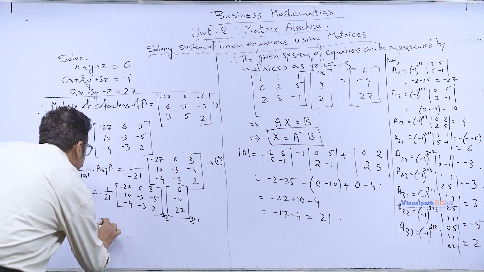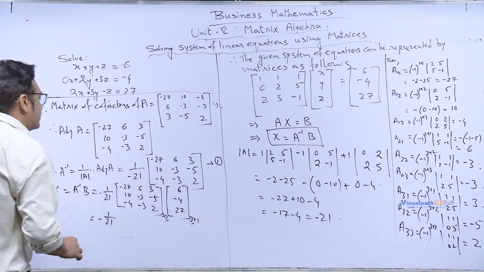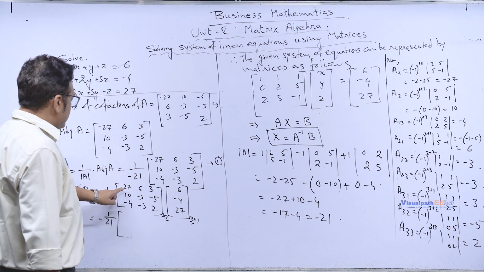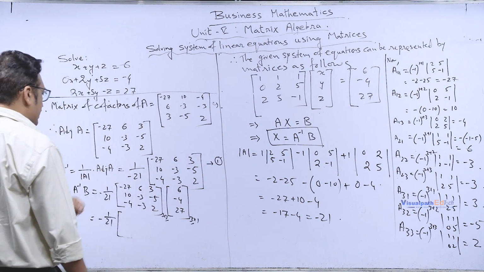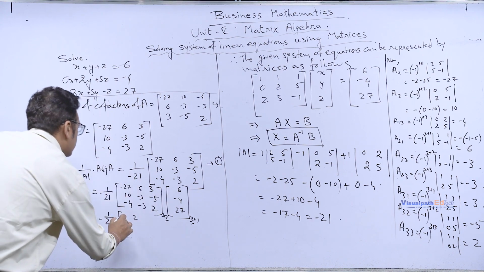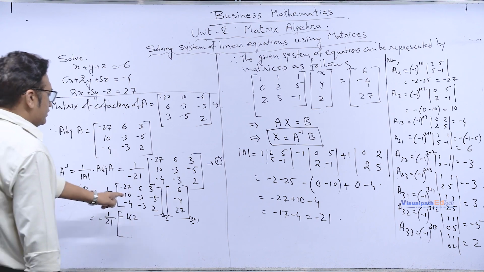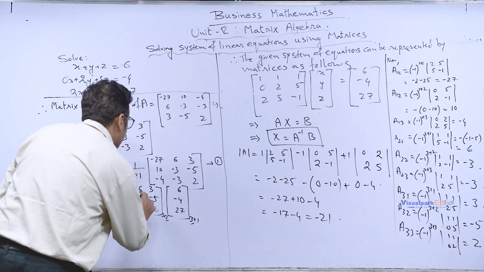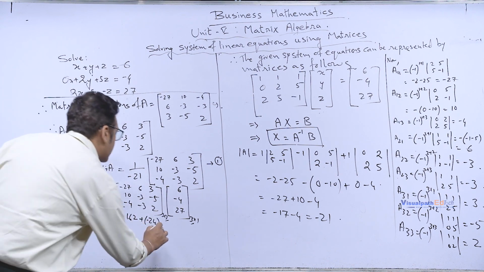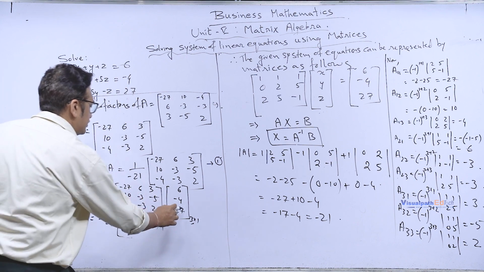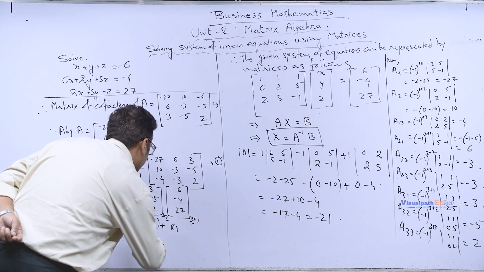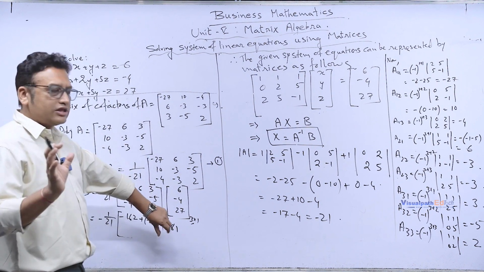So we'll get minus 1 by 21 into, minus 27 into 6, that will be minus 162. Then again, plus sign, 6 into minus 4, minus 24. Then a plus sign, again, 3 into 27. That will give you 81. So that's the first element that we have got.